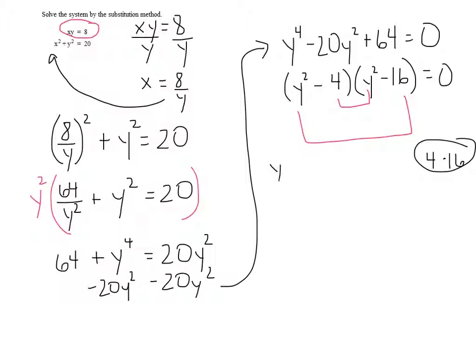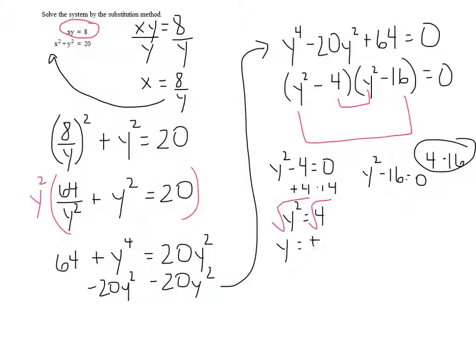So now we have two equations that we need to set up and solve. And since this one was a y to the 4th, we end up with 4 answers here. If we solve this one by adding 4 to both sides, we get y squared is equal to 4. Now when we take the square root of both sides to get an answer, what we get is y is equal to positive or negative 2. I almost wrote 4 again for some reason.